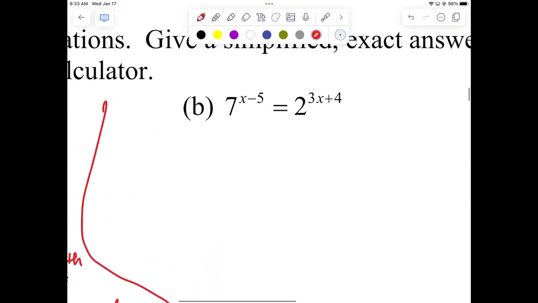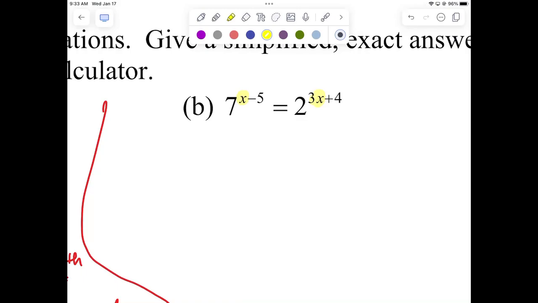Let's look at example B. It's an exponential equation. I have a variable on both sides in the exponent. I want to solve for x. First thing you consider is the GTBTS method. Can I get the bases the same? Easily. Can I write 7 as a power of 2 or 2 as a power of 7?